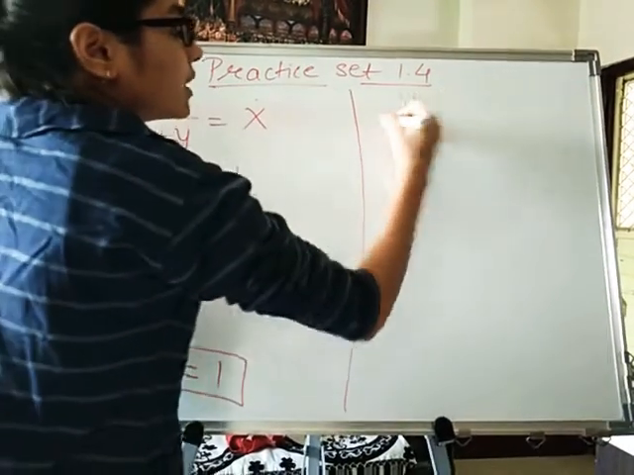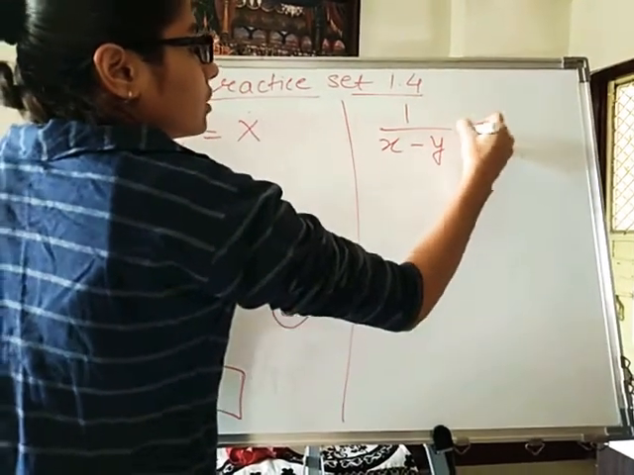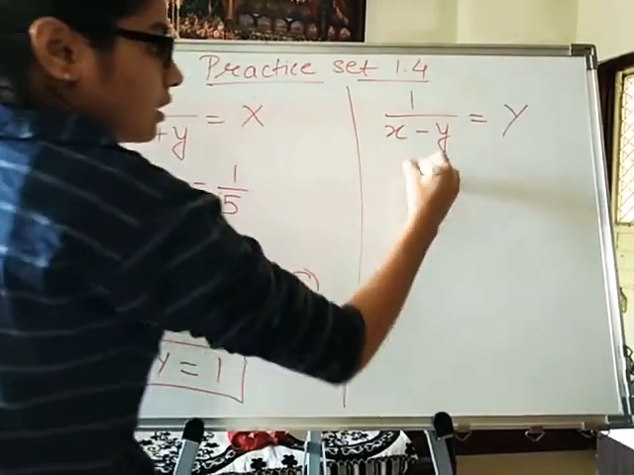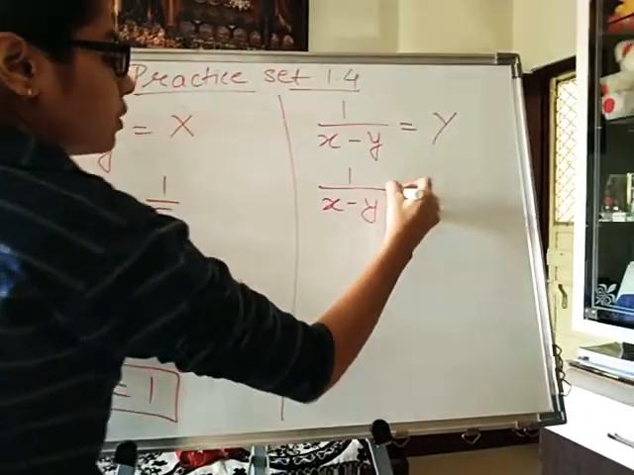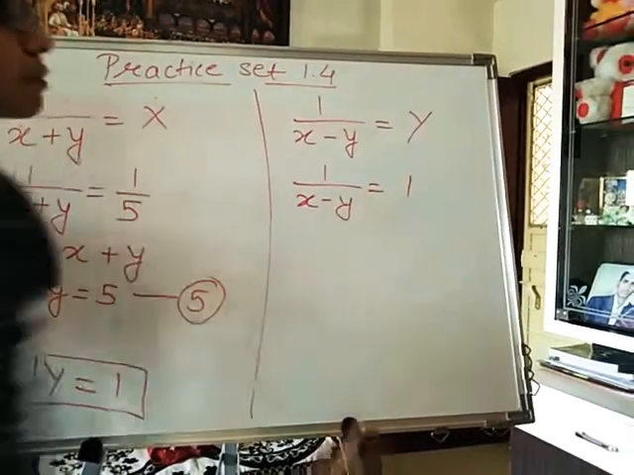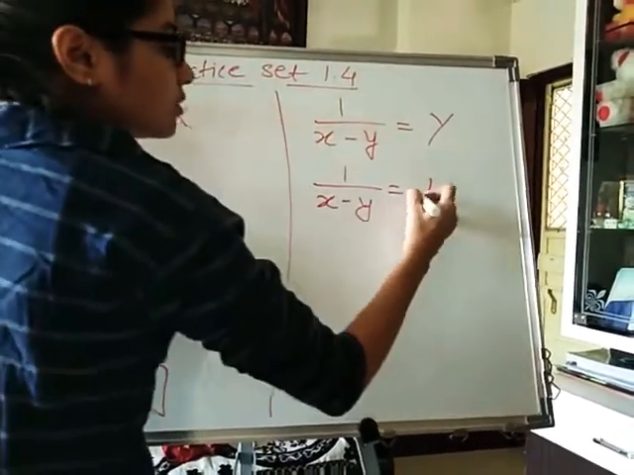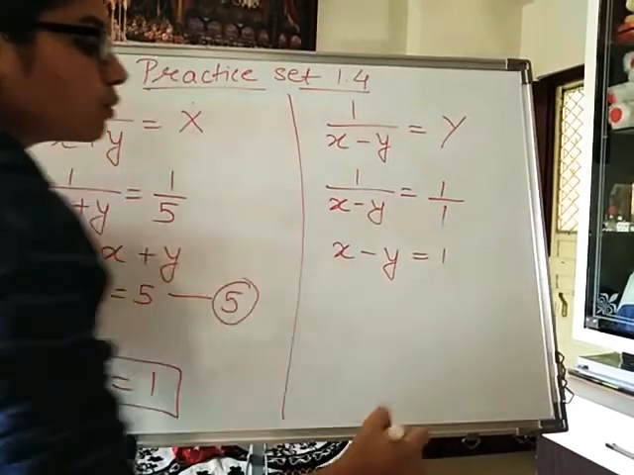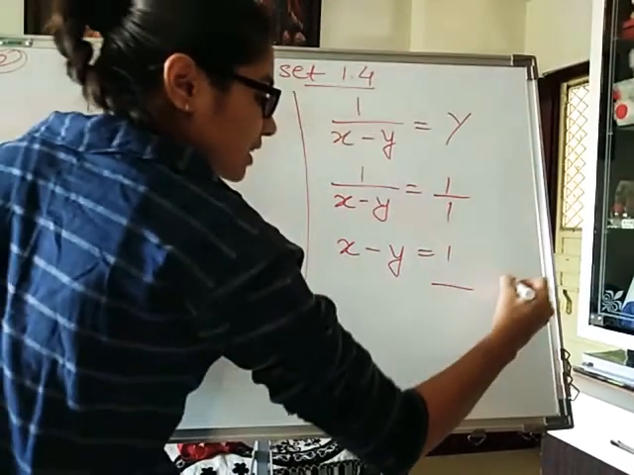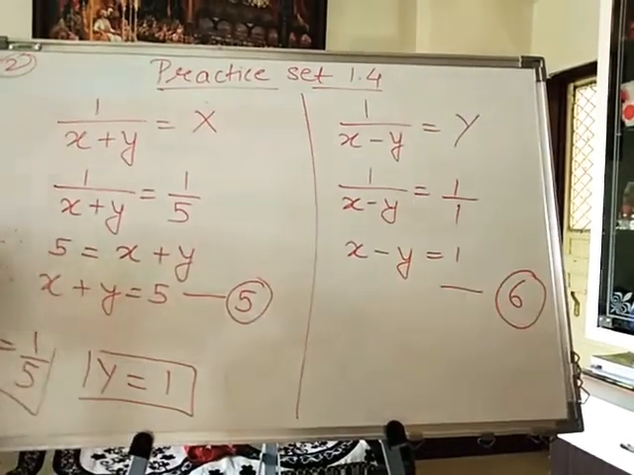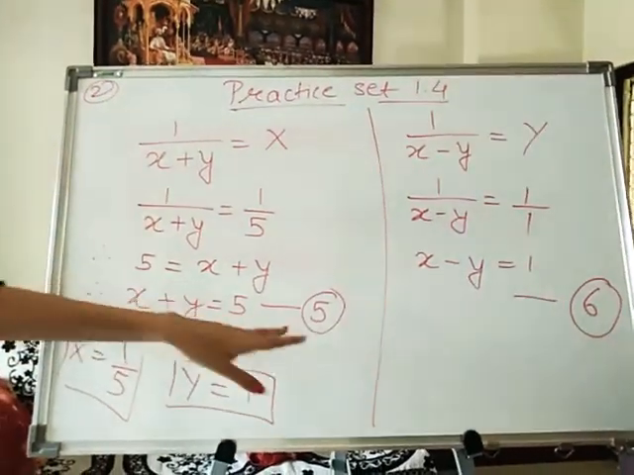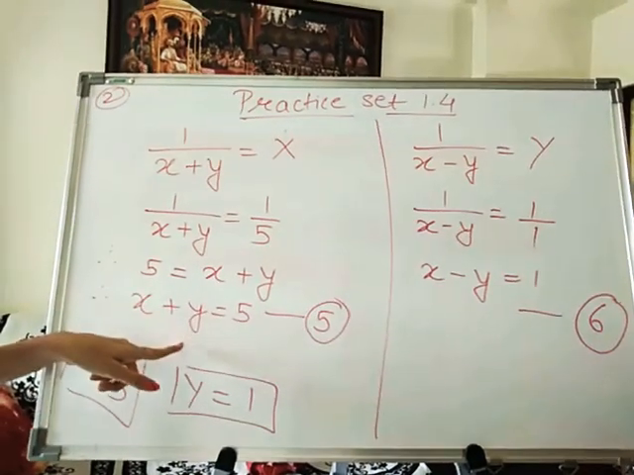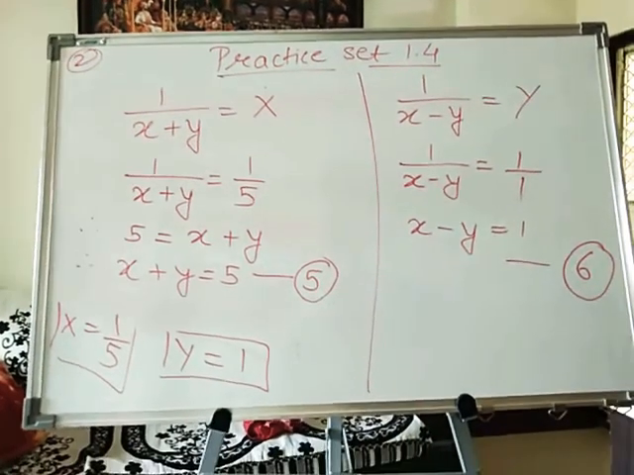In the same way, now you will get the value of y. This was your equation, 1 upon x minus y is capital Y. So 1 upon x minus y is now, y was 1, so substitute here 1. 1 means nothing but 1 upon 1. Cross multiplication. What will you get again? X minus y is equal to 1. This is again your new equation. Name it as equation number 6. Now what will you do? It's very obvious. Solve 5 and 6 using the elimination method, and you will get small x and small y, the main roots of equation number 1 and 2.